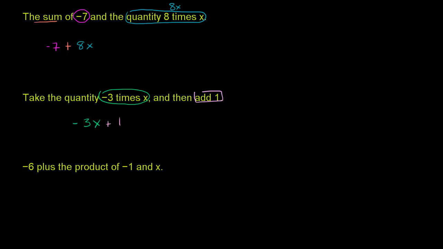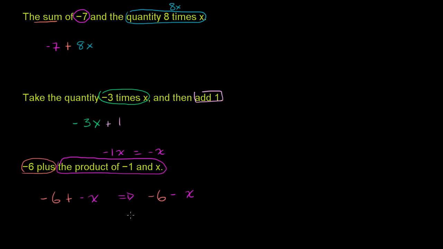Now this one, -6 plus, so we can write -6 plus something, the product of -1 and x. So the product of -1 and x, that's just going to be -1x. -1x, which is the same thing as -x. So we can write this as -6 plus -x, or we can just write this. This is the exact same thing as -6 minus x. And we are done.